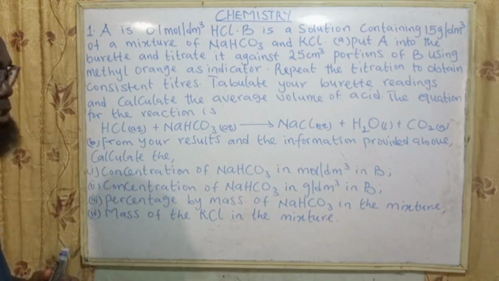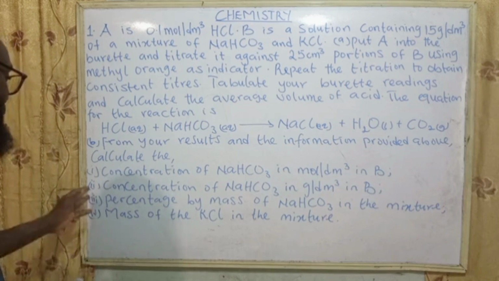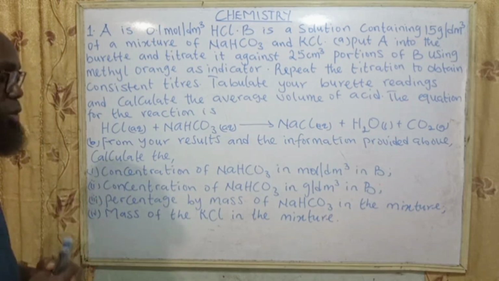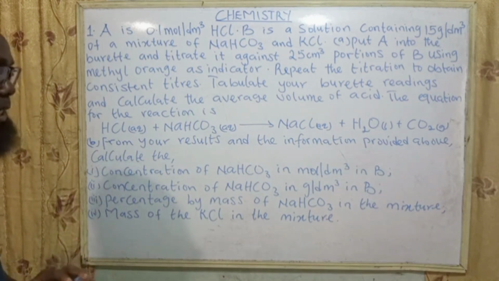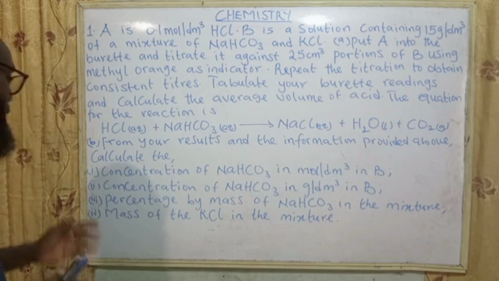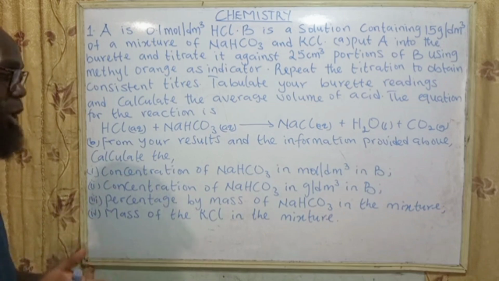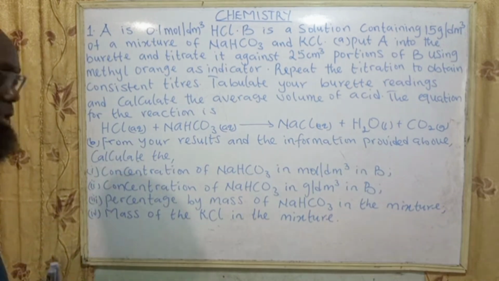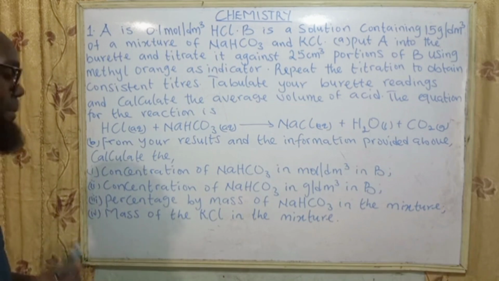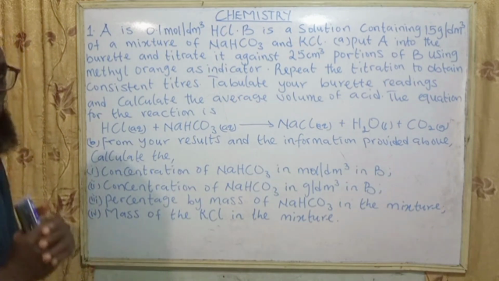Question B. From your results and the information provided above, calculate: figure 1, concentration of sodium hydrogen carbonate in mole per dm cube in B. Figure 2, concentration of sodium hydrogen carbonate in gram per dm cube in B. Figure 3, percentage by mass of sodium hydrogen carbonate in the mixture. Then figure 4, mass of the potassium chloride in the mixture.